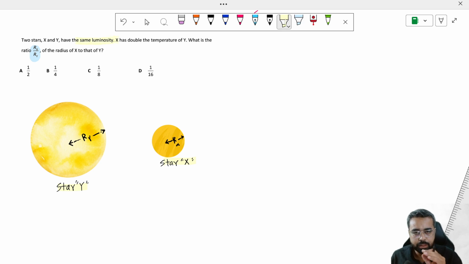So when we say the two stars have the same luminosity, it means that irrespective of their difference of sizes, they both are radiating the same amount of energy per unit time. Okay, so that is what same luminosity means. And also one more thing, the star X has a temperature Tx equal to 2 times the temperature of Y. So let's try to calculate.